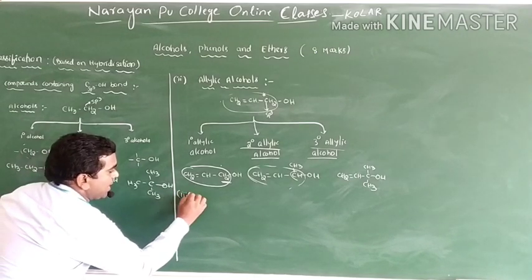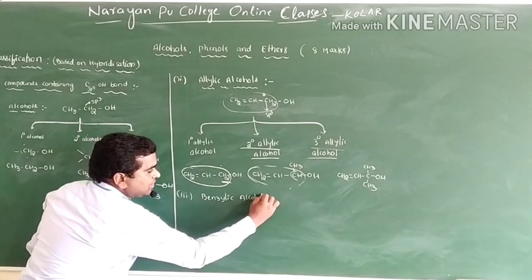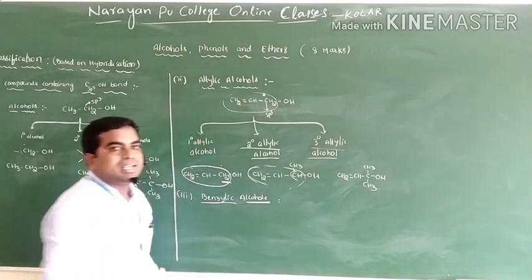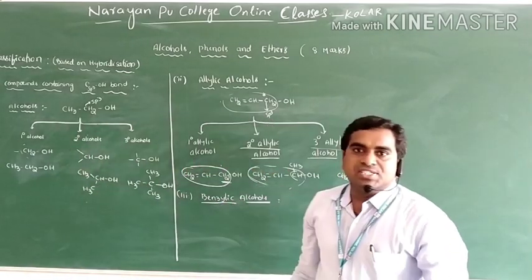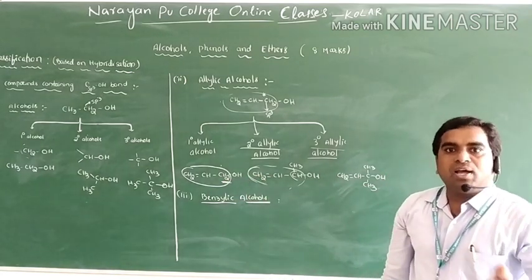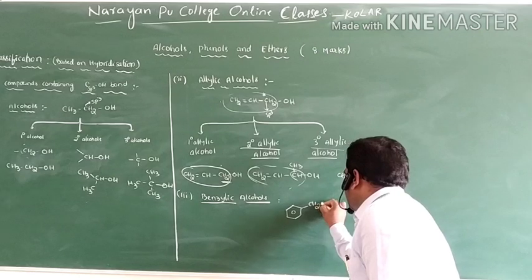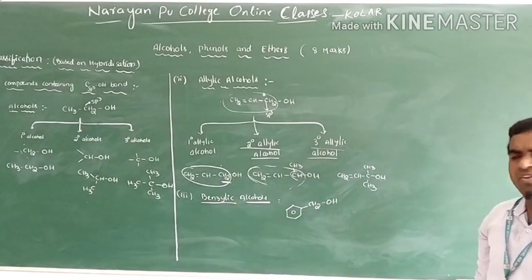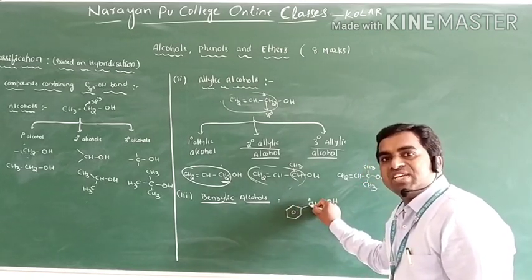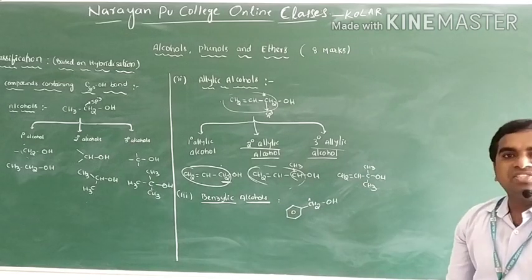And the third one is benzylic alcohol. Do you know what a benzylic alcohol is? In this alcohol, OH is bonded to the sp3 hybridized carbon next to the benzene ring. Simple. Take a benzene ring and here CH2OH. As we already discussed in the previous chapter, when an sp3 carbon is attached to the benzene ring, that carbon we call a benzylic carbon. So that's why, to that benzylic carbon OH is added, and we call this a benzylic alcohol.